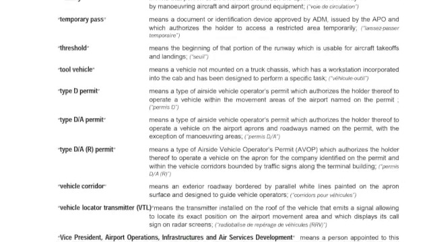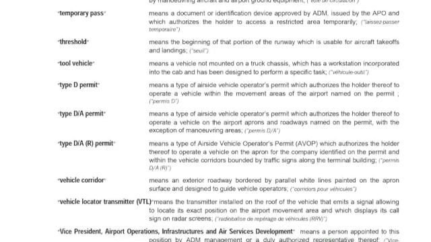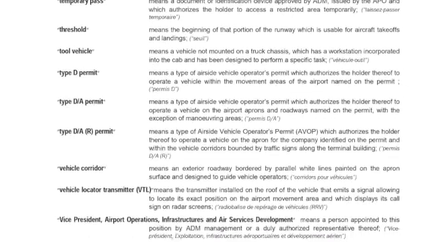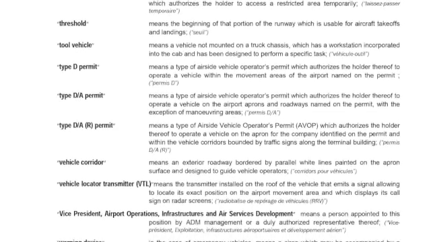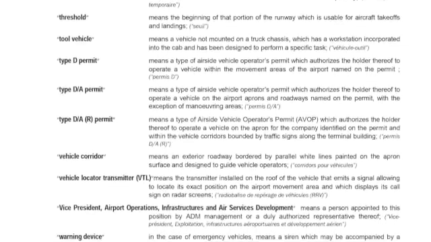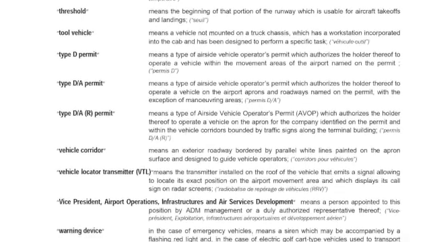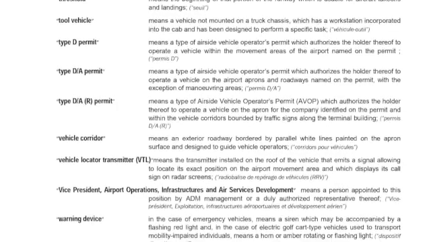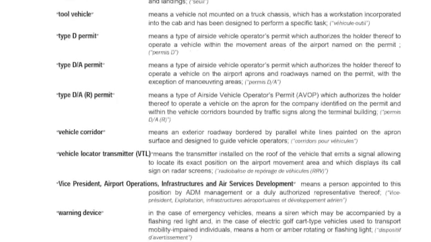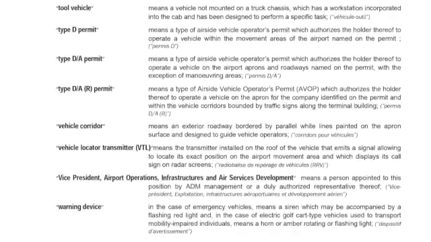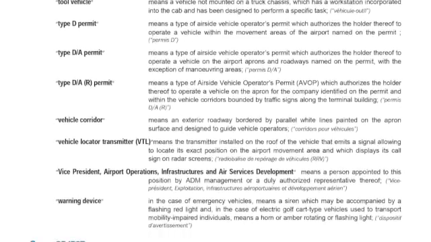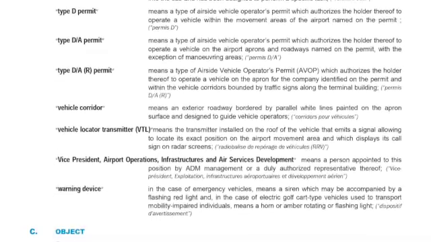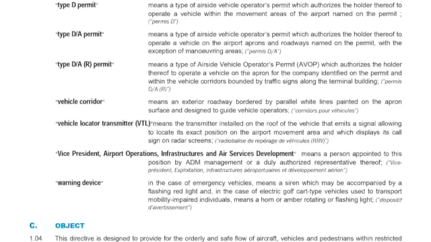Type D/A permit means a type of airside vehicle operator's permit which authorizes the holder thereof to operate a vehicle on the airport aprons and roadways named on the permit, with the exception of maneuvering areas. Type D/A permit means a type of airside vehicle operator's permit, AVOP, which authorizes the holder thereof to operate a vehicle on the apron for the company identified on the permit and within the vehicle corridors bounded by traffic signs along the terminal building. Vehicle corridor means an exterior roadway bordered by parallel white lines painted on the apron surface and designed to guide vehicle operators.